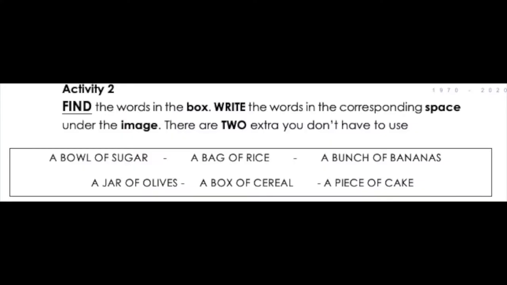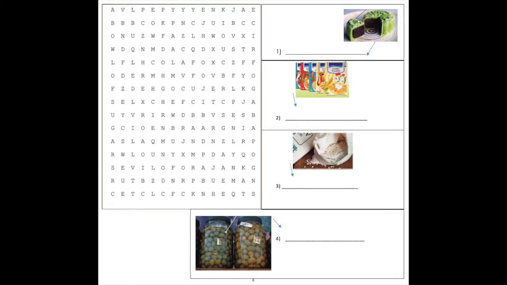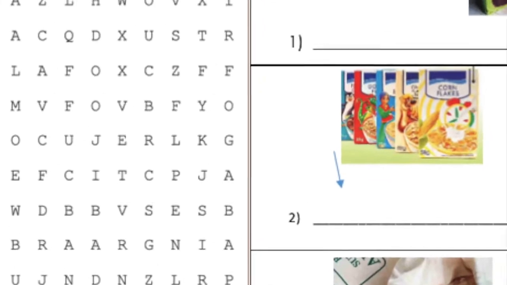Now, we're going to move into activity 2. In this box, you have these words. You need to find these words inside of the word soup. After that, you need to write the name in the correct image. It's very easy. You should be taking like nothing, like 10 seconds. So let's go.